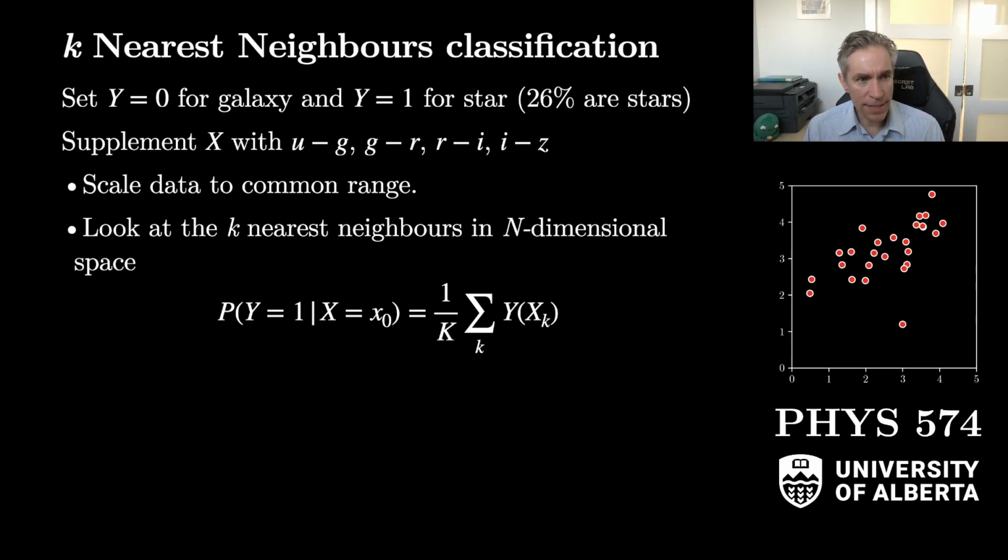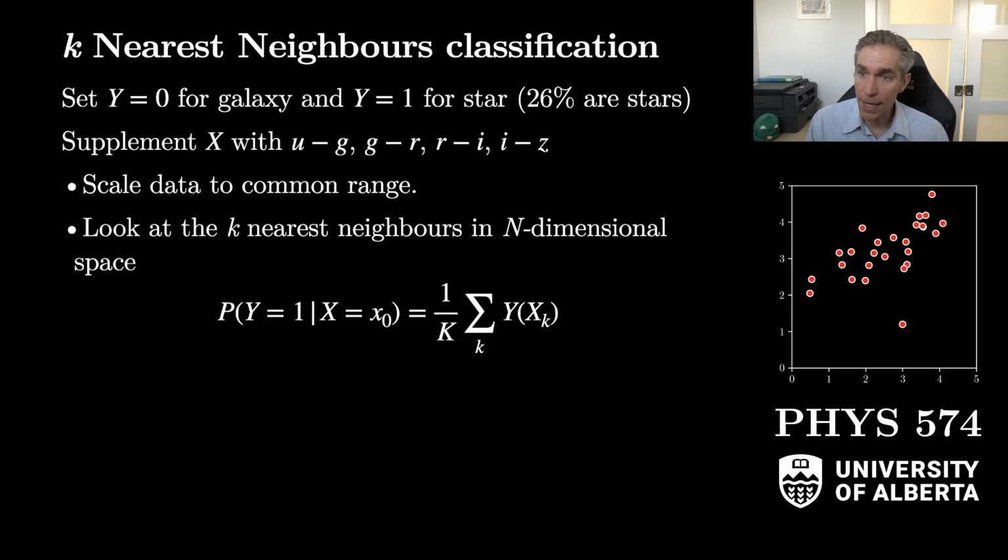And the idea here is, if I map y equals 0 for the galaxy and 1 for a star, this is a somewhat balanced data set. A quarter of the data are stars. We add in our colors, U minus G, G minus R, R minus I, I minus Z. And then for this model, we really need to use a standard scaler. So we scale it down to a common range, and that makes sure that every axis of the data is statistically homogeneous here.